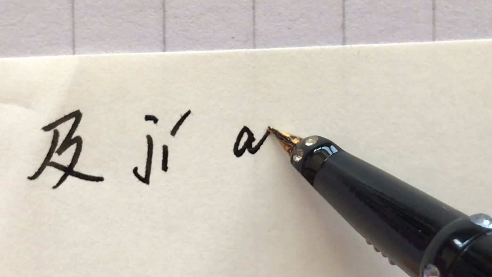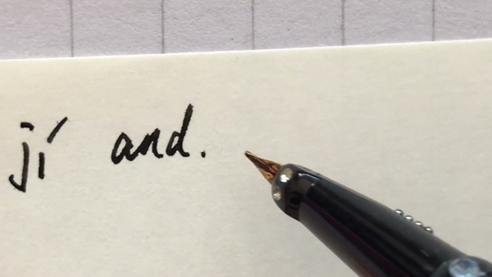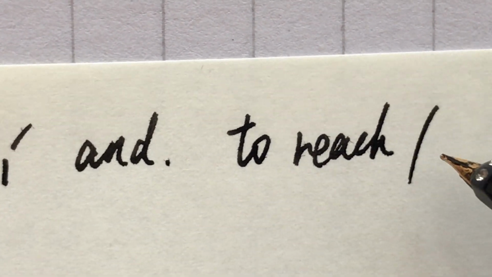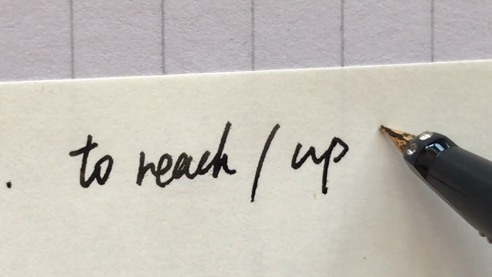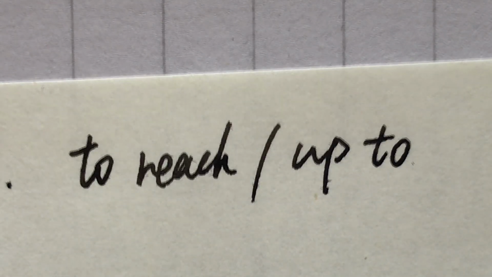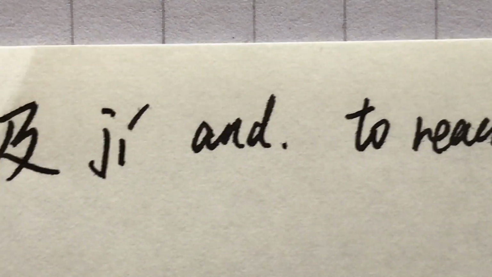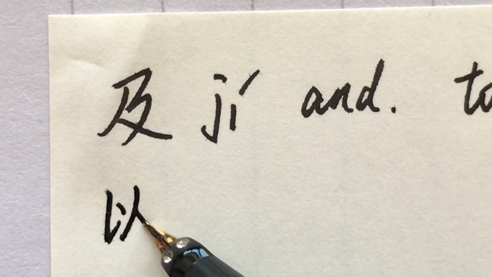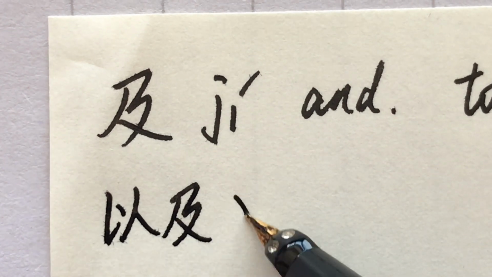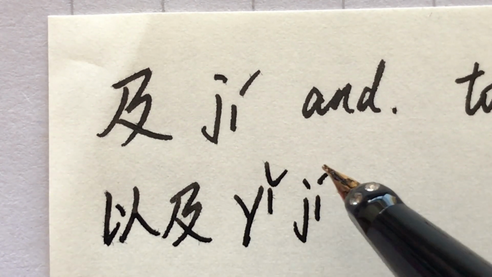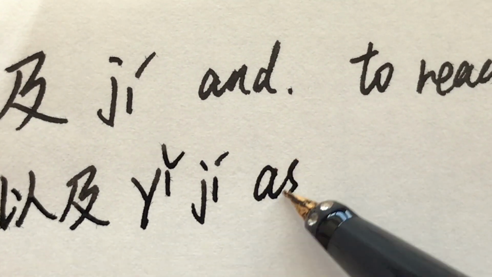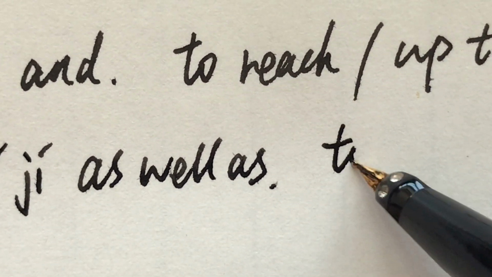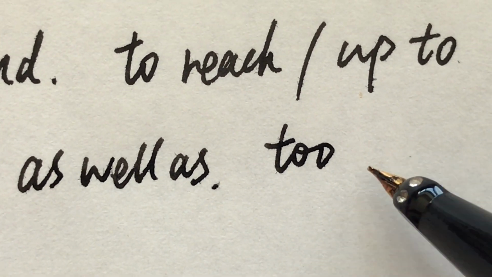及 means end, to reach, up to. For example, 以及, as well as, to, and.